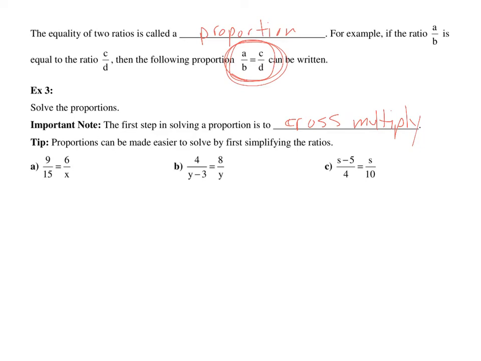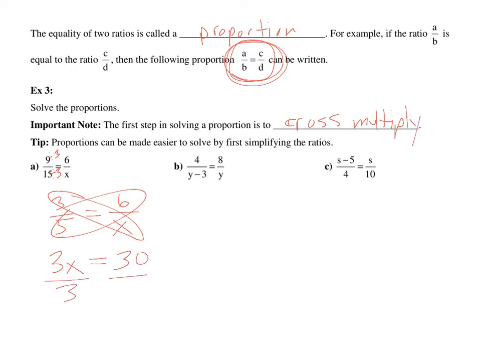All right, so a little tip here, proportions can be made easier to solve by first simplifying the ratios. So I could cross multiply immediately here in part A, but I'm going to divide the top and the bottom by 3. So I have 3/5. That keeps my numbers smaller, which makes the math easier. You do not have to do it that way. That's just one way to do it. So here I have 3x is equal to 30. Divide by 3, and x is equal to 10. That's all there is to it.